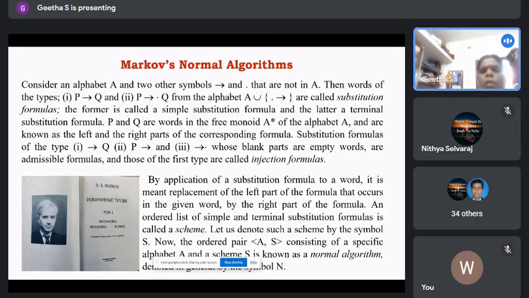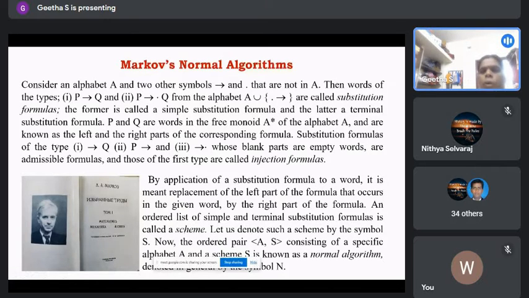So we use two formulas. P implies Q is one formula. Another formula is P implies dot Q, where we replace P by Q in the alphabet A. These two equations are called substitution formulas. The first one is the simple substitution formula, P implies Q. The second one is the termination substitution formula.